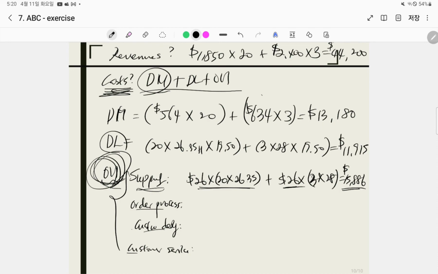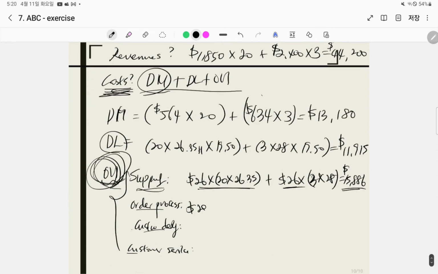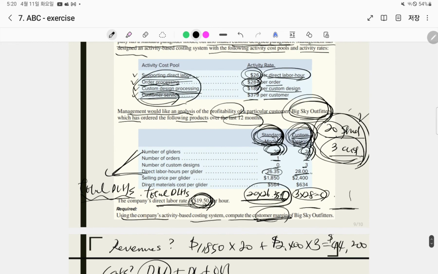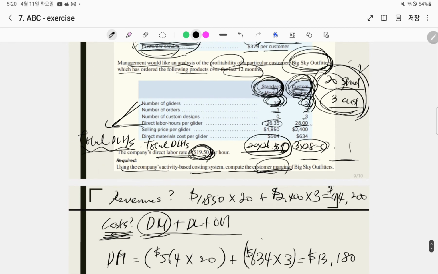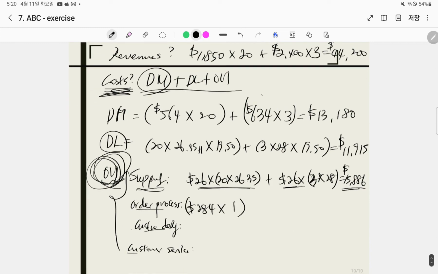Order processing, the activity rate is $284 per order, right? So how many orders are there? 1 order for the standard model and 3 orders for custom design. So it is $1,136.